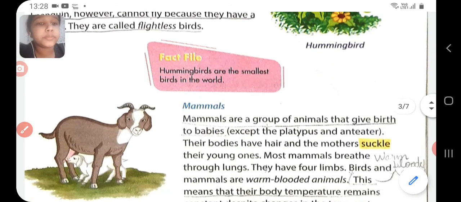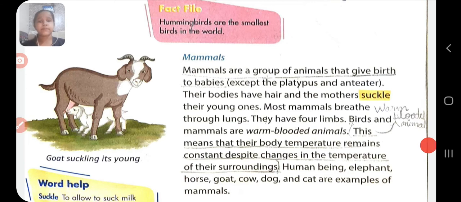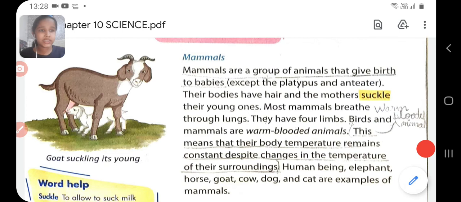Now, mammals. What are mammals? Mammals are a group of animals that give birth to babies, like the cow and the goat, except the platypus and deer. Their bodies have hair, and mothers suckle their young ones.